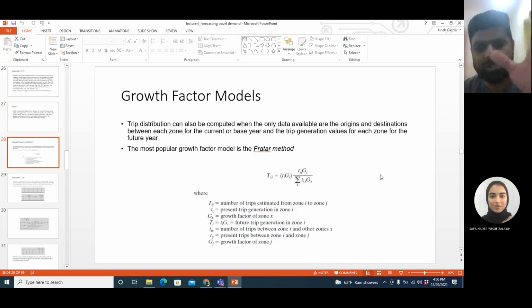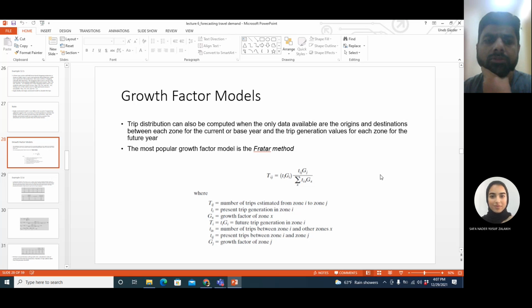And then the next stage is trip distribution, which is to find out the destination of the trips, basically. There are 2 methods by which we can do trip distribution. One is using the gravity model, which we covered last time. The other one is using the growth factor model. Today I will start with that, and then later on we will finish the other 2 remaining stages of the travel demand forecasting process.